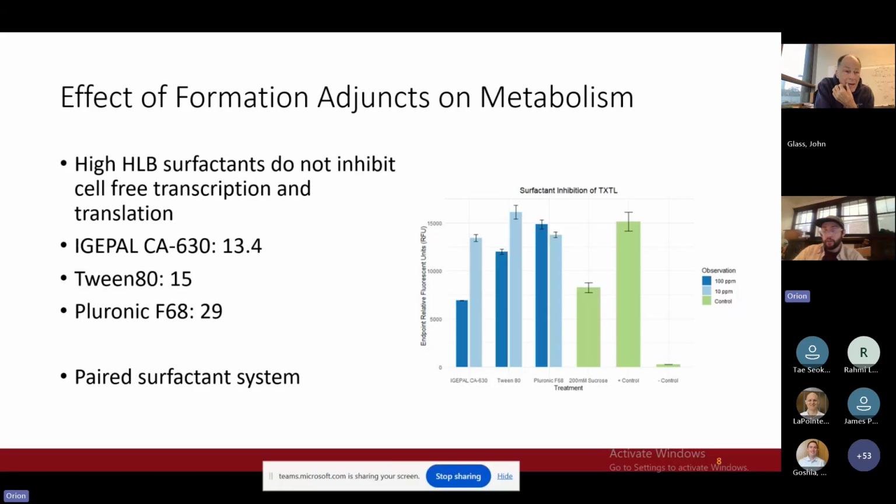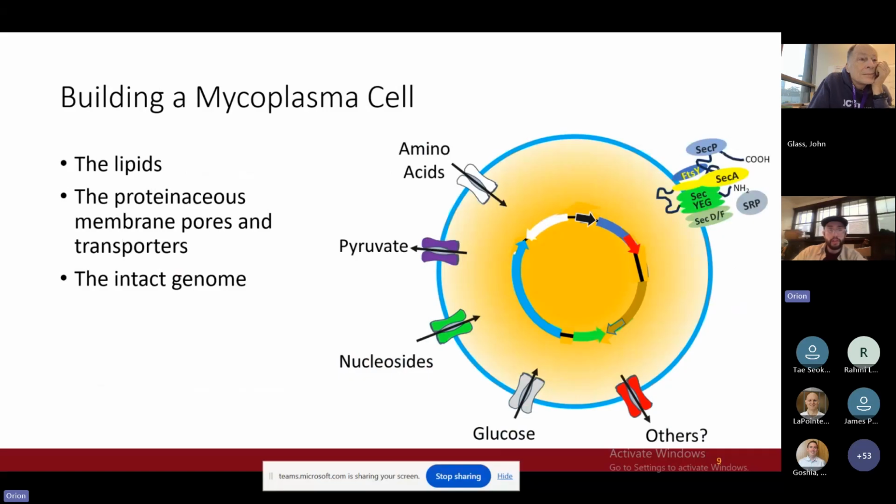And then just here, what I'm showing you is that the surfactants with the higher HLB that would be in the lumen turn out to not really inhibit the TXTL reaction nearly as much as the hydrophobic, lower HLB surfactants that would be found in the oil solution. So that works out well for us.